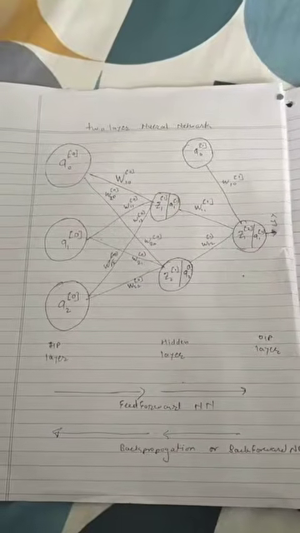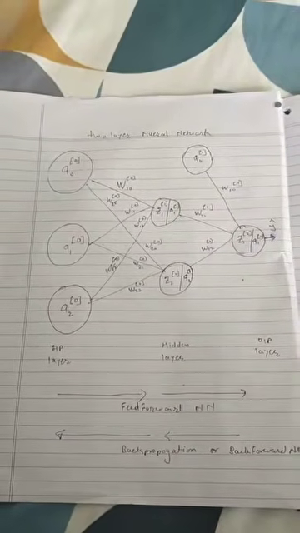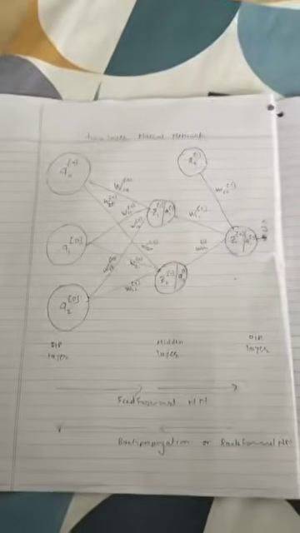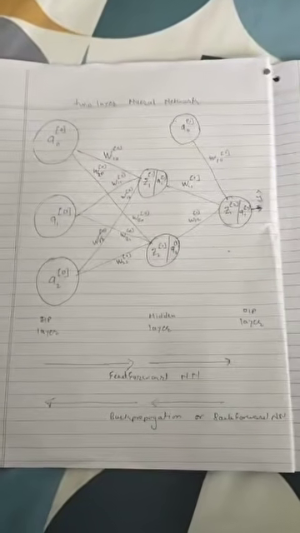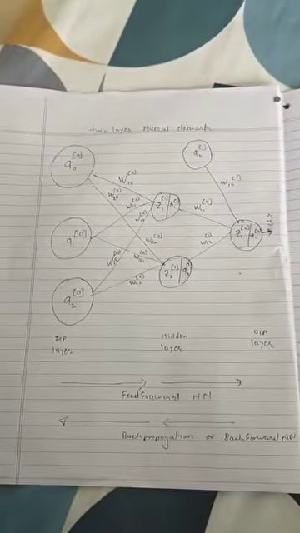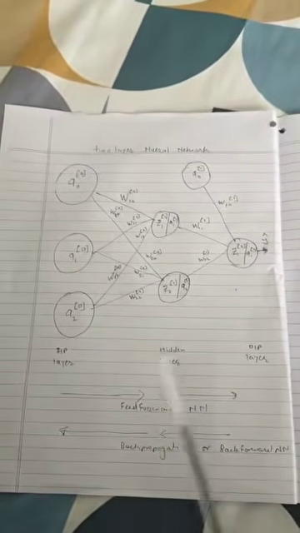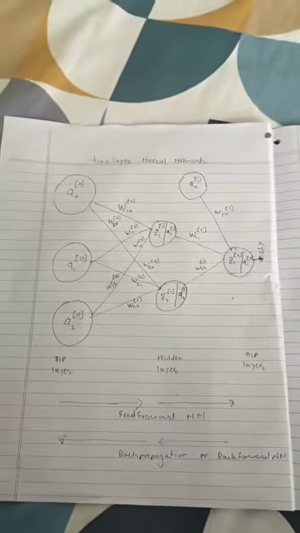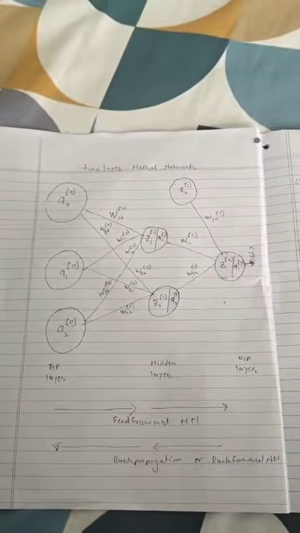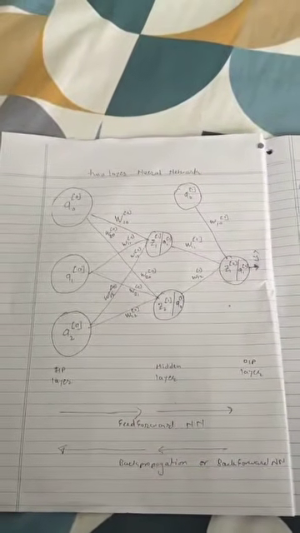Good morning, friends. Today we are looking at the two-layer neural network and how the feed-forward and backward propagation work, or the tasks that happen in between the neural networks. Here it shows the single hidden layer neural network. There is the input layer, hidden layer, and the output layer.